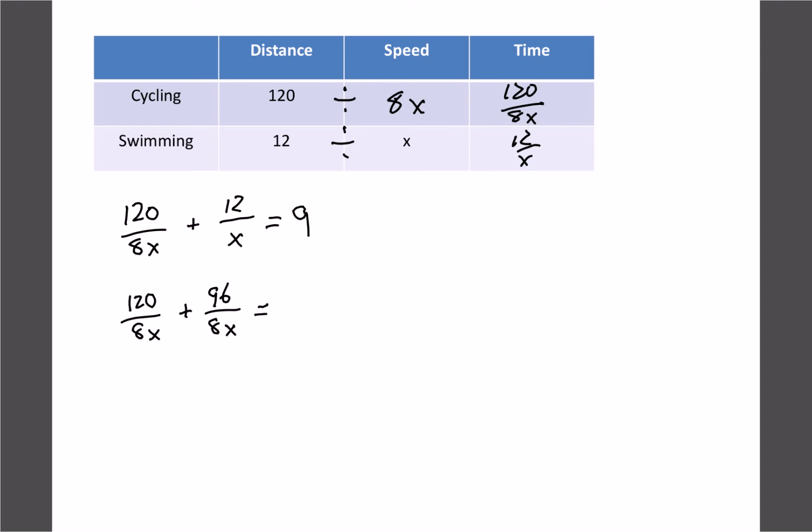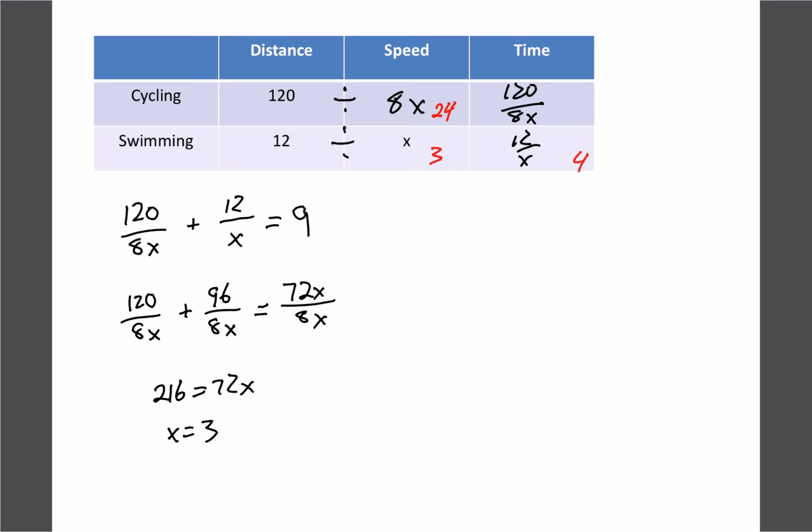And times our 9 by 8x, which would be 72x. So our equation will simplify to 120 plus 96, which would give us 216, equals 72x. 216 divided by 72 is 3. So what that means is our speed for swimming then is 3, because that's what we called our x. Let's go back to our chart here. So our speed for swimming would be 3. Our speed for cycling will be 24, right? 8 times 3.